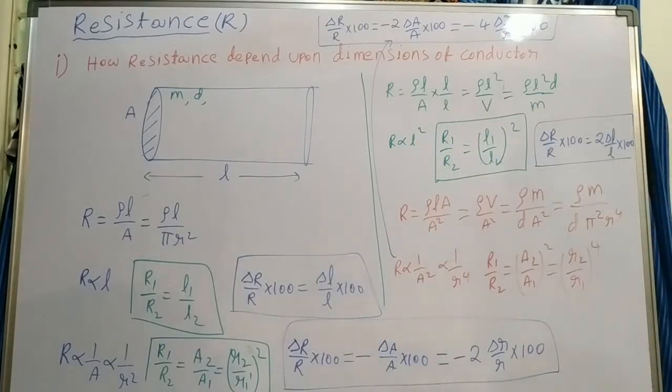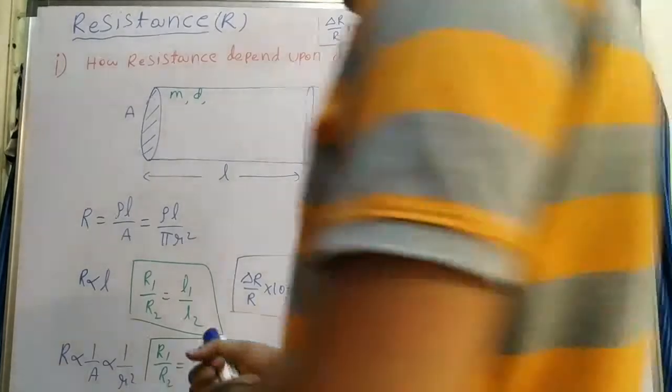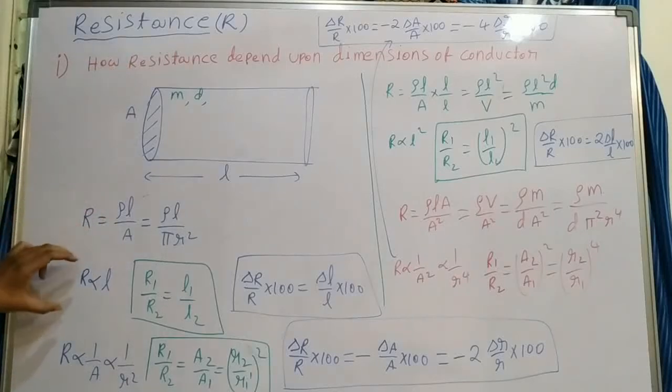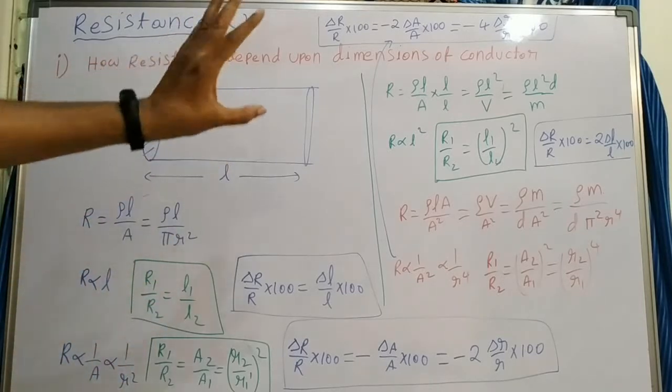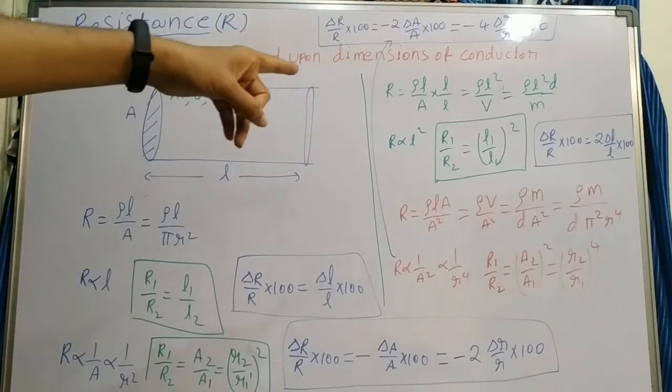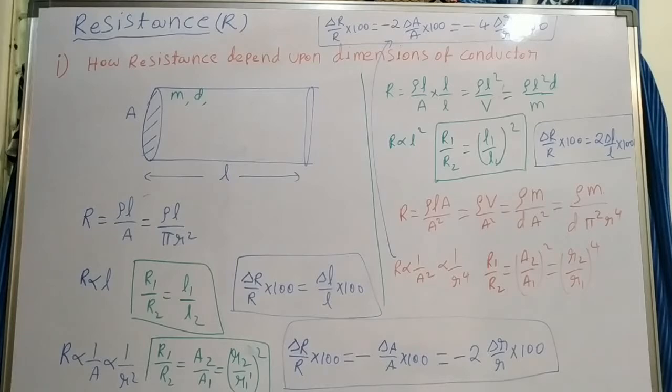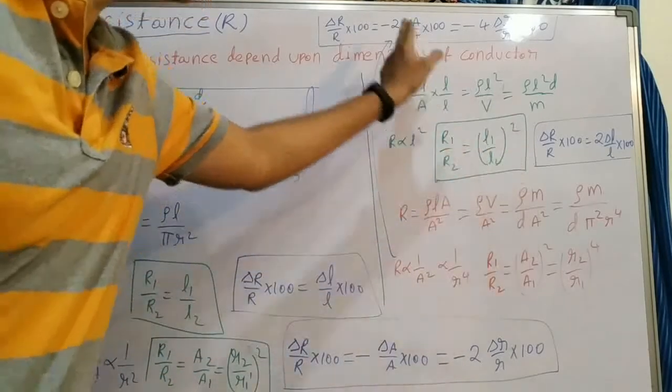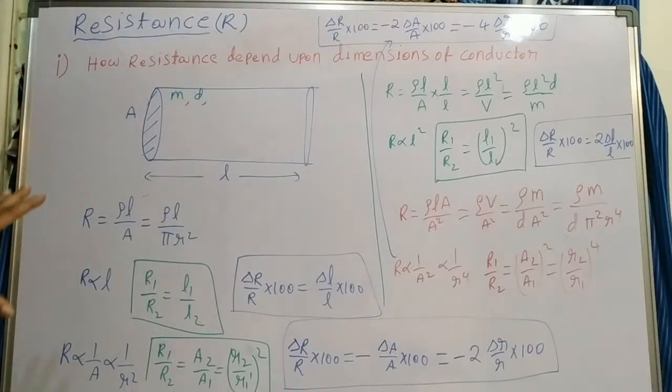So in both cases, resistance depends upon the dimensions only. In this case, R is proportional to L where area of cross section is constant, and R is proportional to 1 by A when length is constant. In case of stretching or recasting into another wire, use R proportional to L square and R proportional to 1 by A square. Percentage errors: we can use these 4 formulas only when the percentage error is less than 5%.